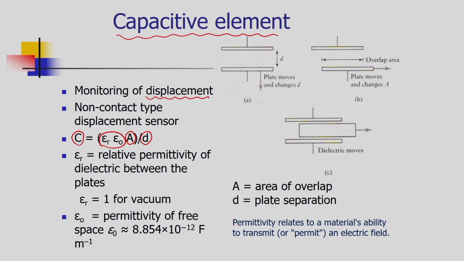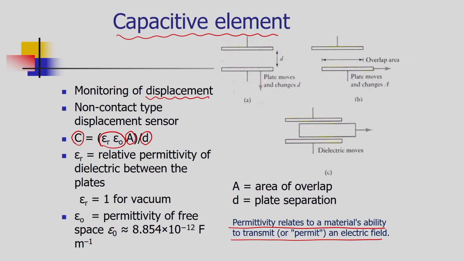So, the constants of proportionality are called the relative permittivity of the dielectric between the plates and the permittivity of free space. So, what is the meaning of permittivity? Permittivity basically relates to the material's ability to transmit an electrical field. We are having two charged plates and there is a material or a medium in between these two charged plates. The ability of this medium to permit an electrical field is nothing but the permittivity.